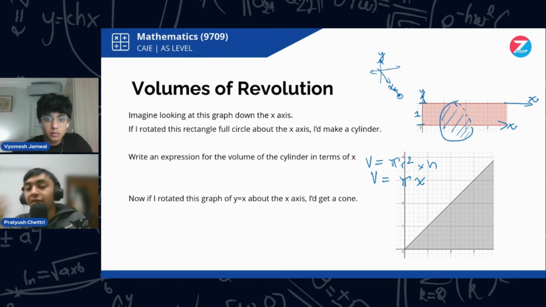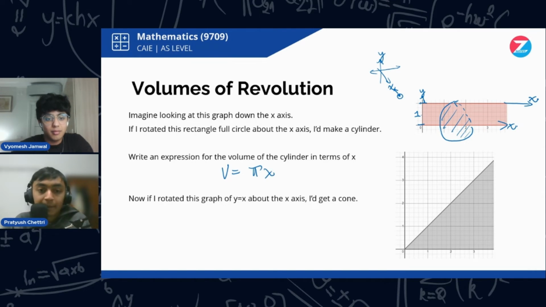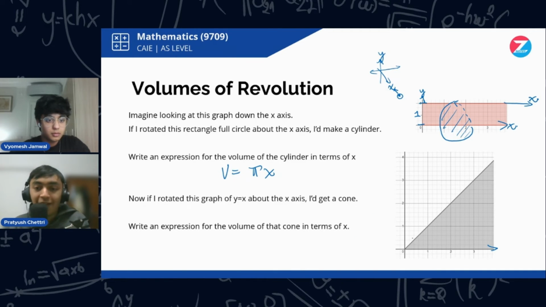Now let's take a different thing. I'm not going to stop at a straight line. I want a line with a gradient on it now. Here's my line. If I rotate it about the x-axis the same way, around like that, or a bit bigger around like that, you get what I mean, right? I get a cone. Now write an expression for the volume of that cone. If you've done some maths, you should know that a cone is 1 by 3 pi r squared h.